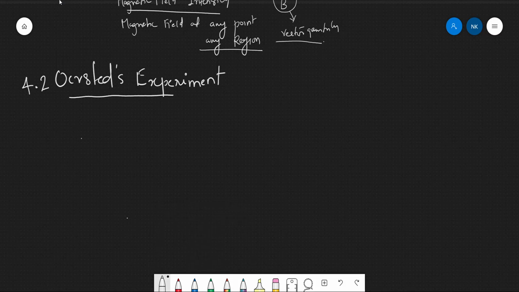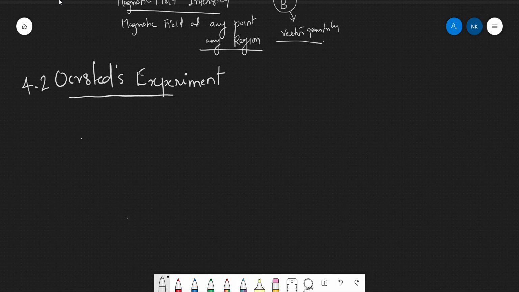So the purpose of this particular experiment is that this experimental observation exactly showed that there is a magnetic field associated with a current carrying conductor. So we are going to have a few experimental observations, a brief of the experimental observations. Let us go for the very first one.